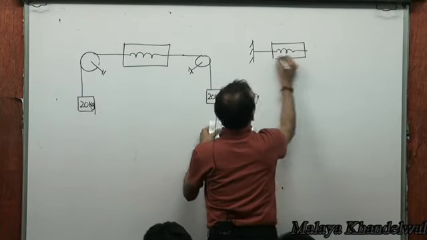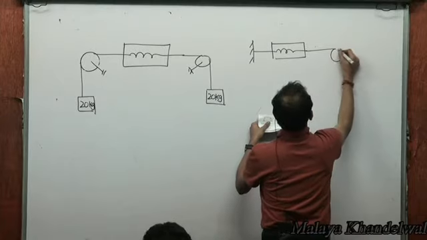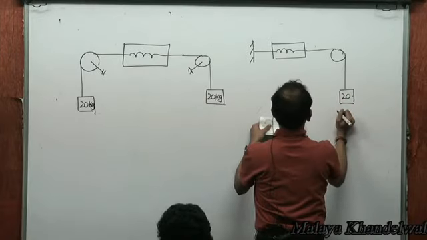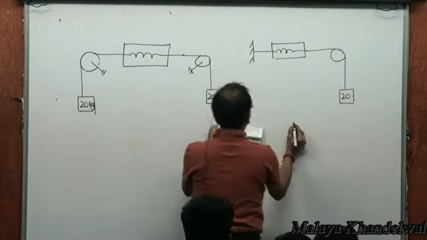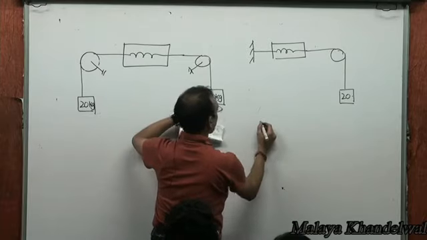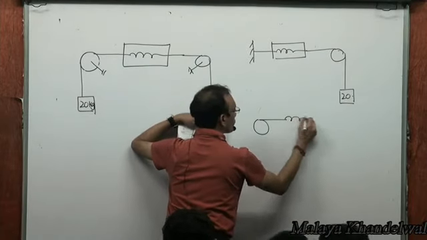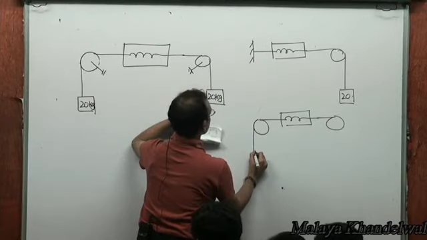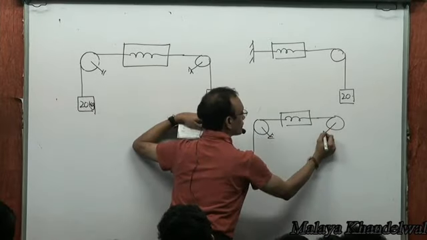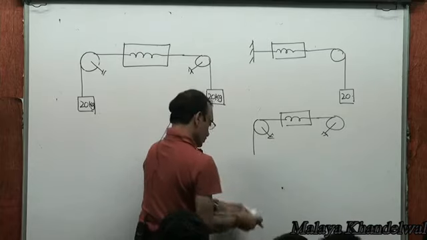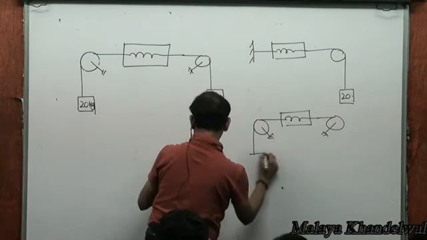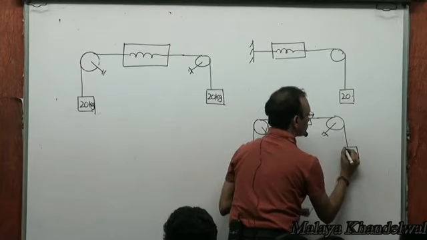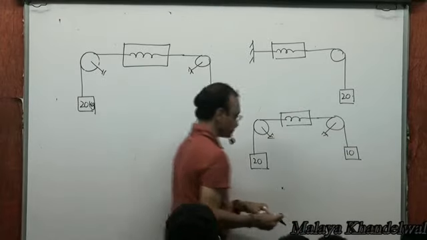A spring balance here and a 20 kg block here. That's situation B. And in situation C, spring balance, unequal masses, 20 kg and 10 kg.